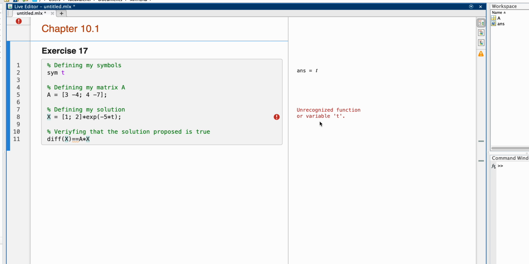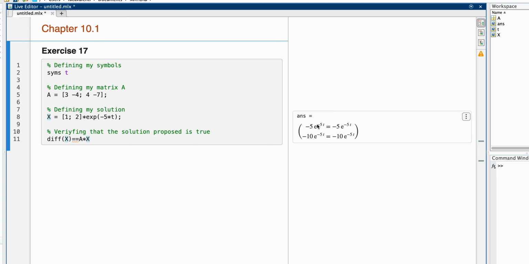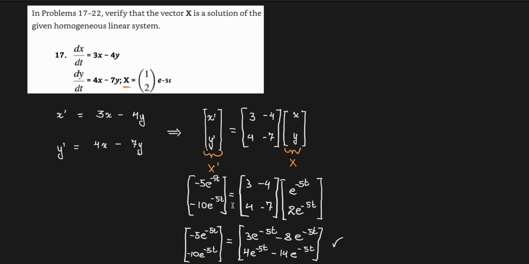Now here we have unrecognized variable t. Was it syms or sym? It was syms. Okay, so now we see the left-hand side is equal to the right-hand side, and so we know that this is a solution. And this is another way to do it without doing it by hand, which is not a big deal for this problem, but if you have a bigger solution, then you might want to use MATLAB to avoid careless mistakes. I hope this was useful, and I'll see you next time.